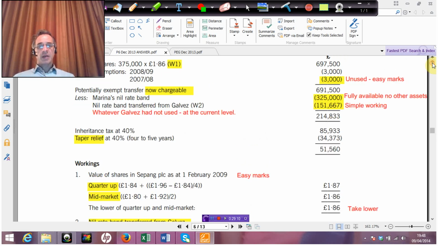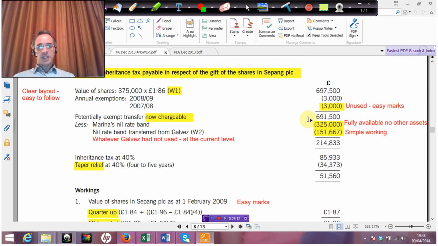So if we go back up to the question, what you'll see is we had the PET. That was the only thing effectively that she owned, and she gave it away, but it became chargeable because she died within 4 to 5 years. So we could take off her nil rate band. We could also take off his, because it's unused. And then we simply have a balance that's going to be taxed at 40%.